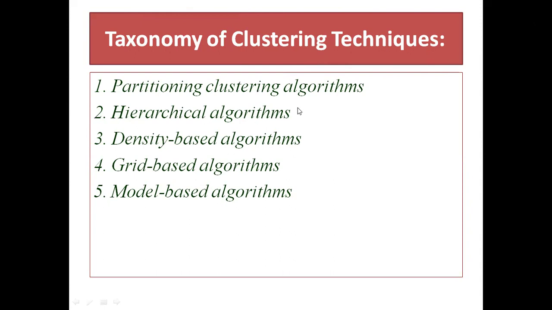Then hierarchical is a kind of tree-based classification. Density-based means where the data items are accumulated and the concentration is high, then we consider that as a group. Similarly, grid-based means we divide the whole data space in some grid-based structure, and among them we try to form the groups. Model-based algorithms are a combination of any of these clustering algorithms. Here we can go for a hybrid of, say, partition and density. So we can combine any of them, thereby creating our own model for grouping the data points. So these are the taxonomies of clustering techniques.